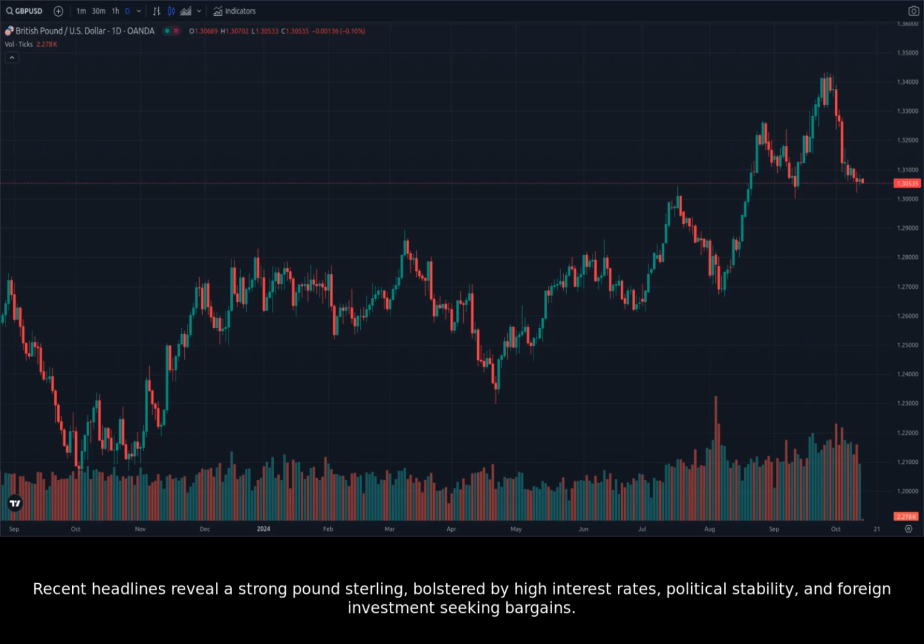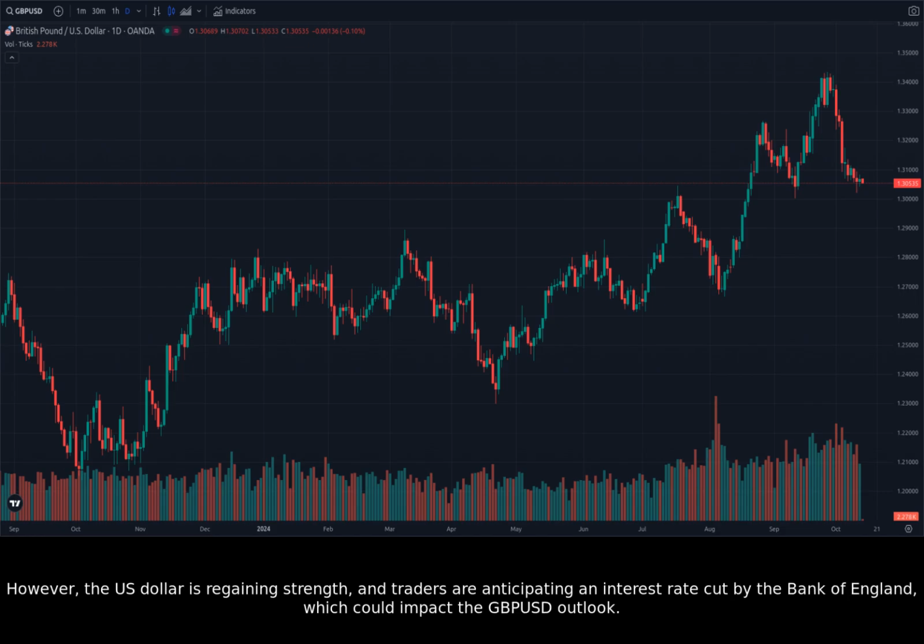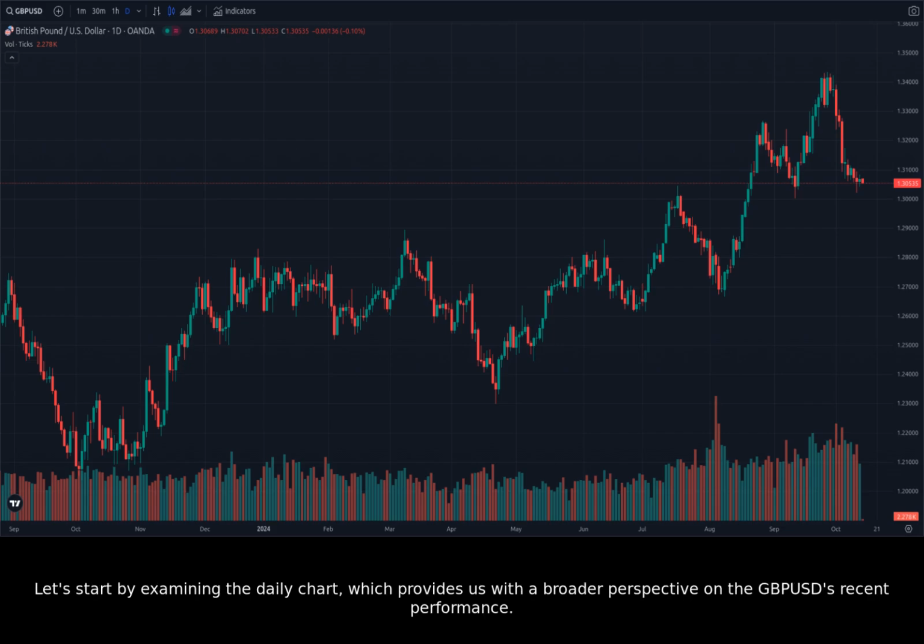Recent headlines reveal a strong pound sterling, bolstered by high interest rates, political stability, and foreign investment seeking bargains. However, the US dollar is regaining strength, and traders are anticipating an interest rate cut by the Bank of England, which could impact the GBPUSD outlook. Let's start by examining the daily chart, which provides us with a broader perspective on the GBPUSD's recent performance.